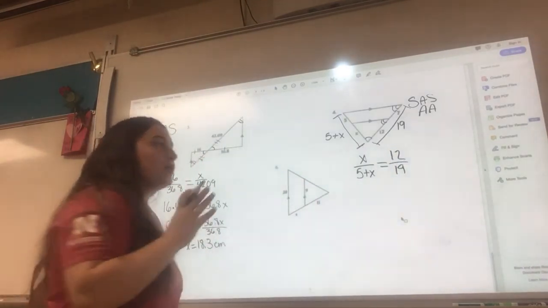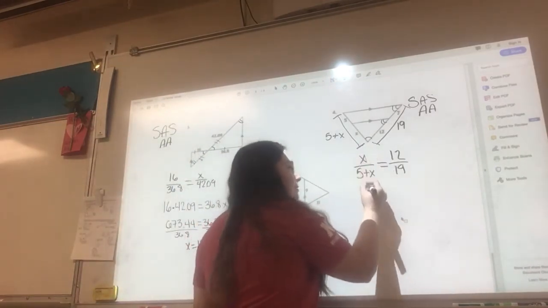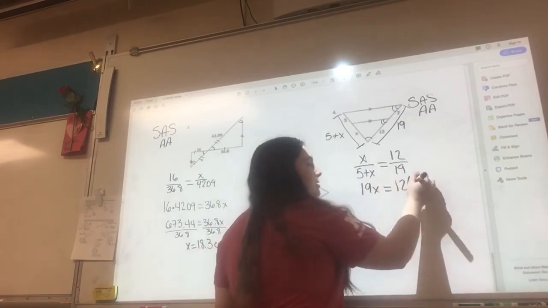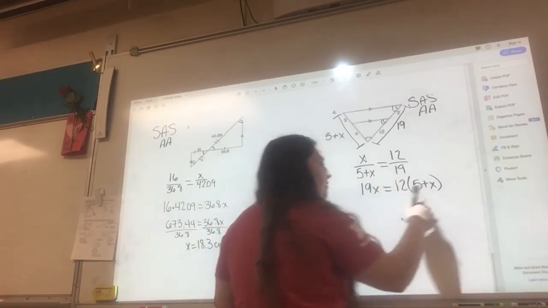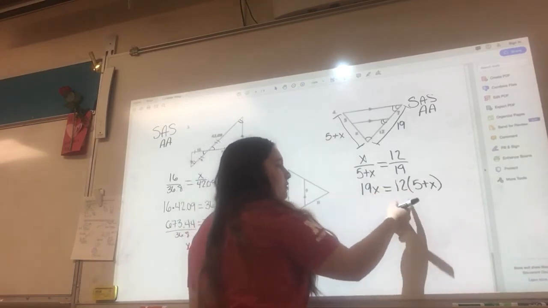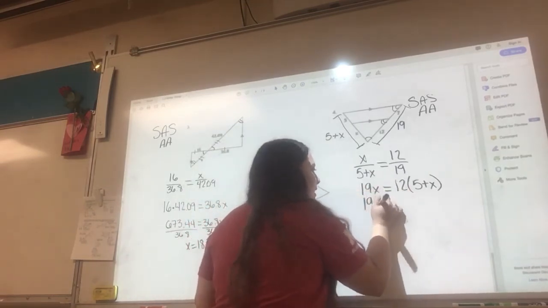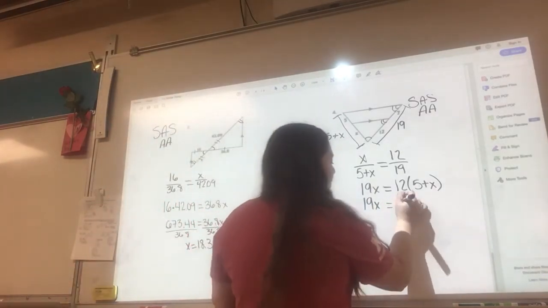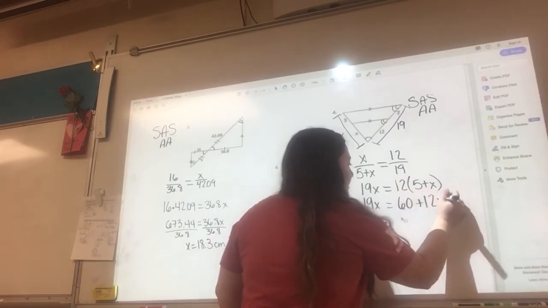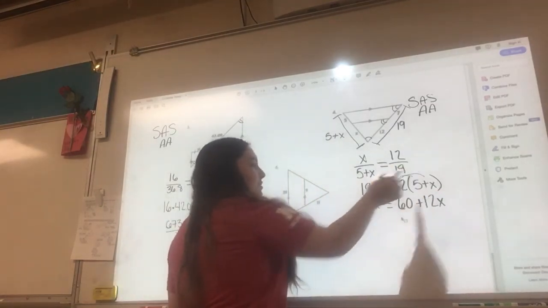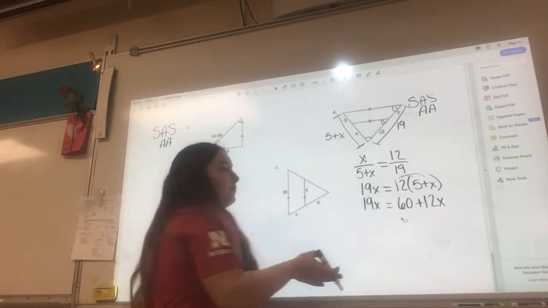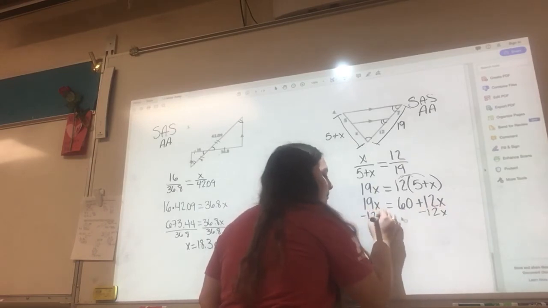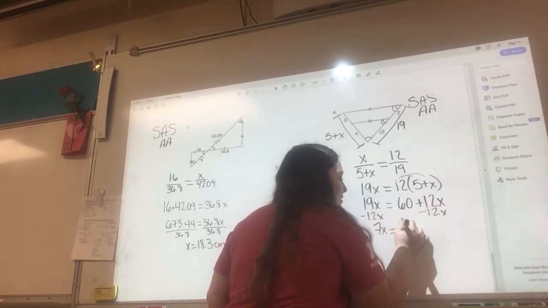Just a proportion. So we cross multiply once again. We're going to get 19 times x equal to 12 times parentheses 5 plus x. So just make sure to distribute. We're going to be left with 19x equal to 12 times 5, which is 60, plus 12x. So I just distributed the 12 to both terms. Our next step is to get x's to one side. So I'm going to subtract 12x from both sides. We're going to get 7x equal to 60.